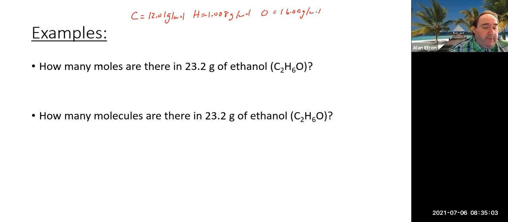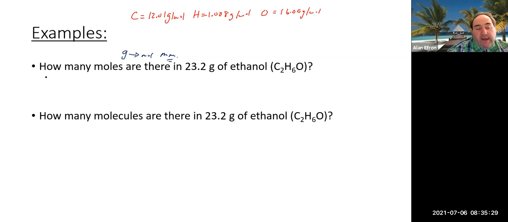So we'll start with the first one. We want to know how many moles are there in 23.2 grams. Again, no real mention of atoms, molecules, or anything in the first one. So this is really going from grams to moles, and our molar mass is the conversion factor to do so. We get that from the periodic table. We're just going to add up all the parts of it.